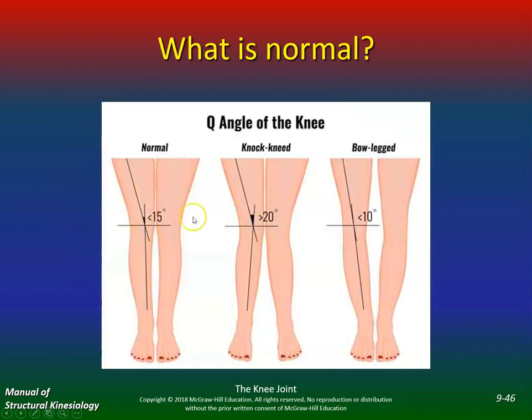So normal is about 15 degrees. If you have greater than 20 degrees, you get these knock knees, and if you have less than 10 degrees, you get bow-legged. Okay, so you see how the toenails are painted, so it tells you that females are more susceptible to this Q angle variance here.